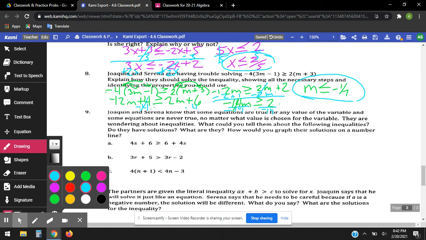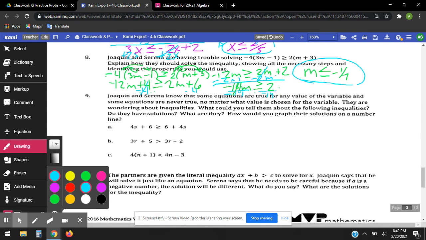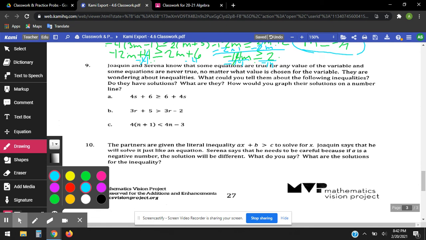All right, almost done. They know some equations are true for any value of the variable, and some equations are never true, no matter what value is chosen for the variable. They're wondering about inequalities. What can you tell them about the following inequalities? Do they have solutions? What are they? How would you graph them on a number line?